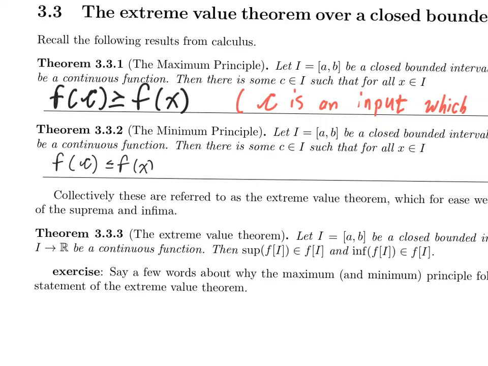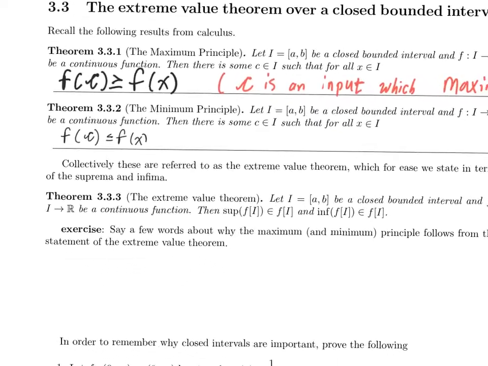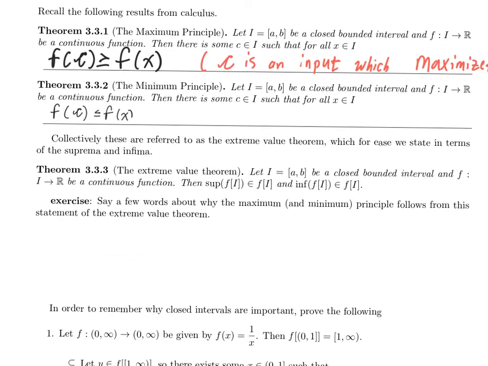Collectively, these two are referred to as the extreme value theorem, which, just for the sake of convenience, I'll state in terms of sups and infs. Theorem, the extreme value theorem. Let I be a closed bounded interval and f from I to R be a continuous function. Then the supremum of the image f of I is in f of I, and the infimum of f of I is in f of I.